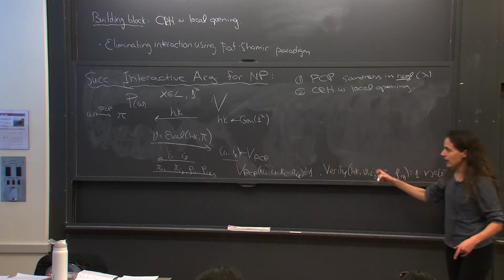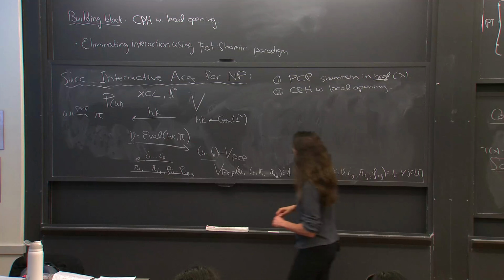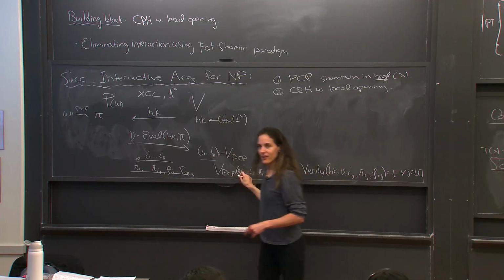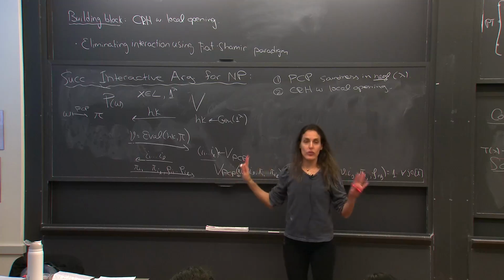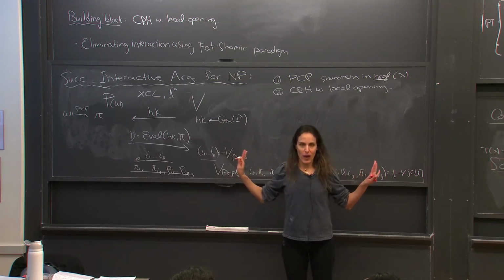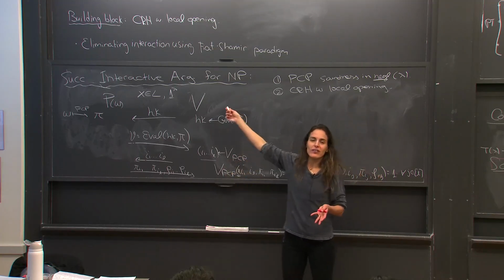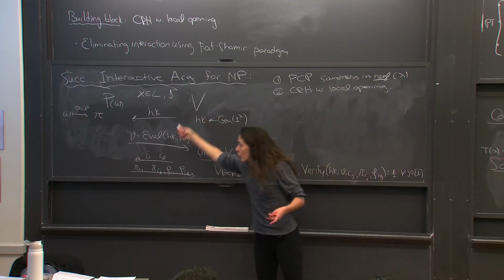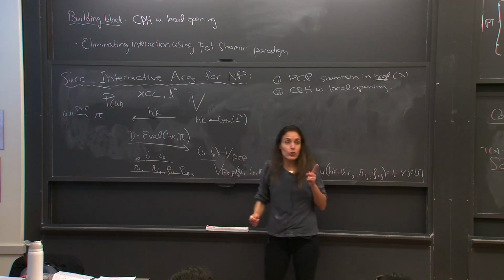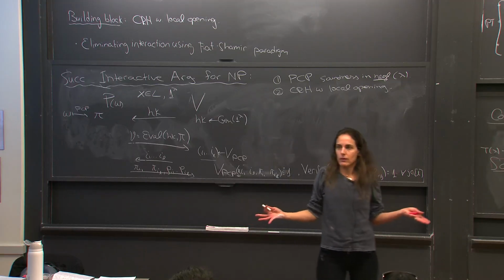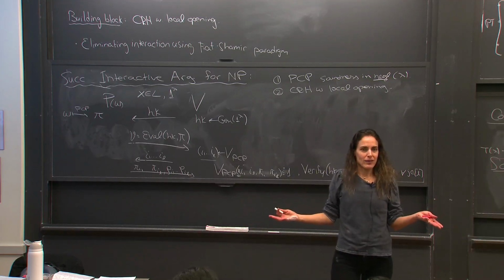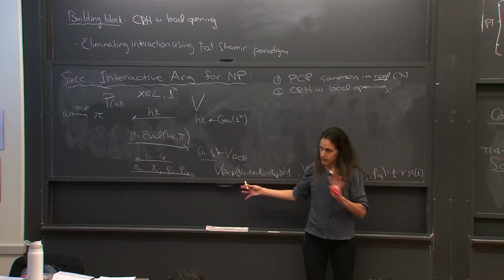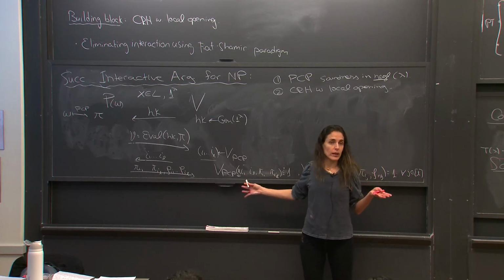Because when you verify a PCP, the verifier never knows the entire pi. He never reads the entire pi. But the verifier, of course, needs to know the instance. You need to check it against the instance. So the proof is succinct, but the verifier's work, he has to read what the claim is. So the verifier will run in time linear in x. He needs to read what the claim is.